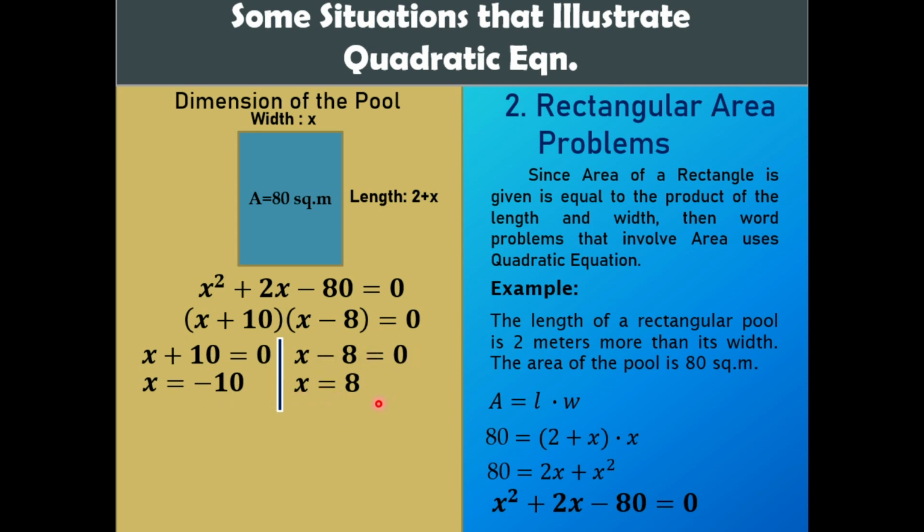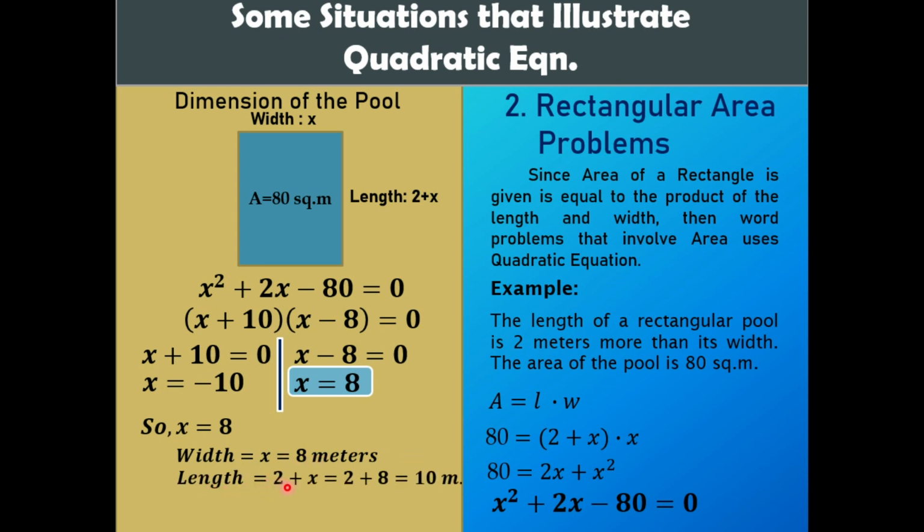Now we are dealing with measurement, so we will only use x equals 8. So x equals 8, then the width is 8 meters, and the length is given as 2 plus x equals 2 plus 8 equals 10 meters. Therefore, the dimension of the pool is 8 meters and 10 meters.